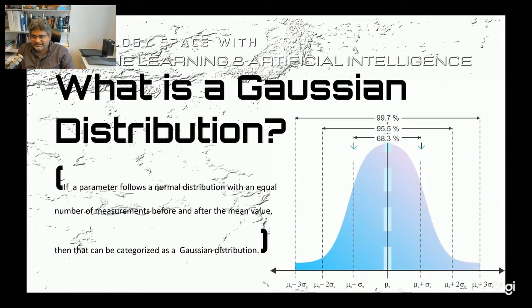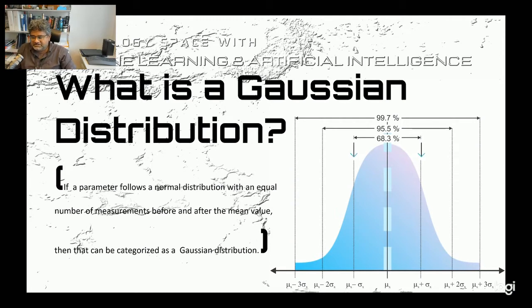Other than being a bell-shaped curve, a Gaussian distribution can be defined as: if a parameter follows a normal distribution with an equal number of measurements, that means values, before and after the mean value, that can be categorized as a Gaussian distribution. Of course, this is somewhat a general definition, but let's try to be a little bit more specific. Often the distribution of data points within this type of distribution can be categorized with respect to the mean and the standard deviation.